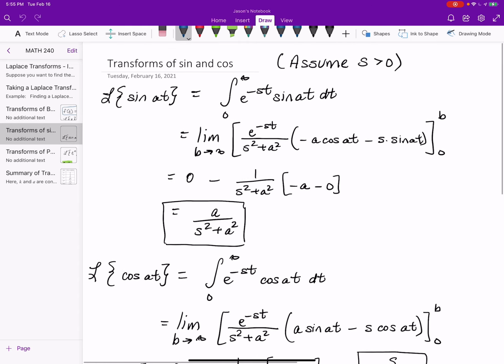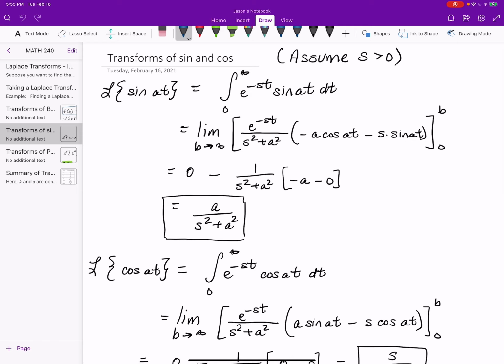So looking at transforms of sine and cosine. And again, these are just integrals again. You might remember from calculus that the integration for e to the negative st sine and e to the negative st cosine basically require 2 steps of integration by parts. You end up having to solve for the integral. I just went ahead and got the formula for them because I just thought that was easier.